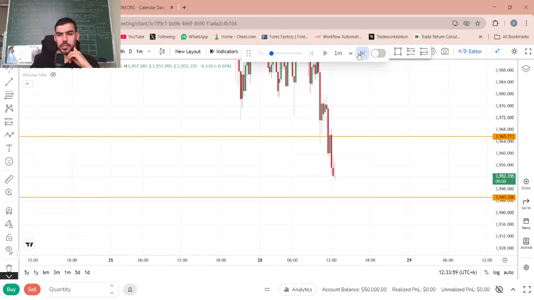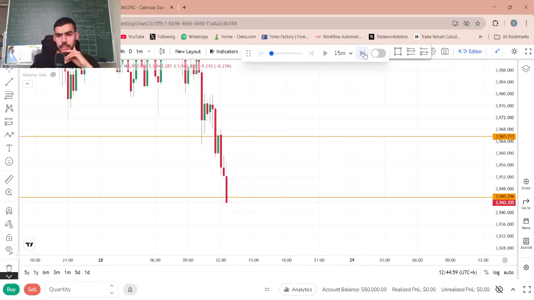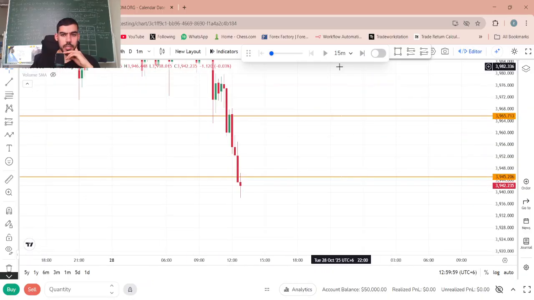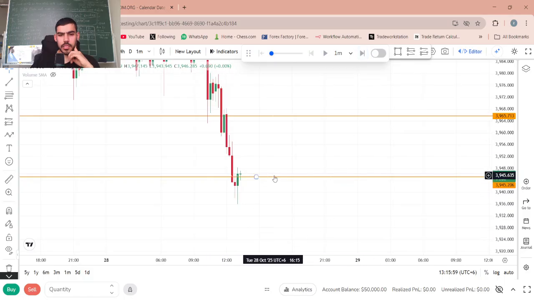Alright, let's skip a little bit through it. Maybe skip to the 15 minutes. Okay, so it's just melting and more melting, gold. Okay, did this 15-minute candle close? I want to see this 15-minute candle close like this.